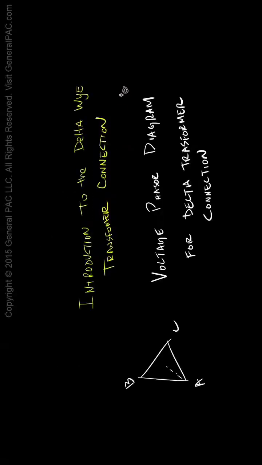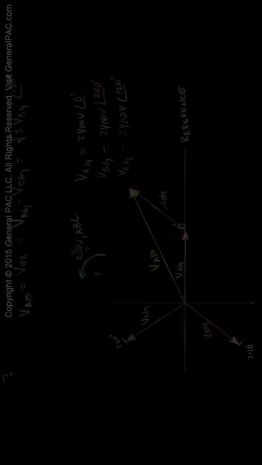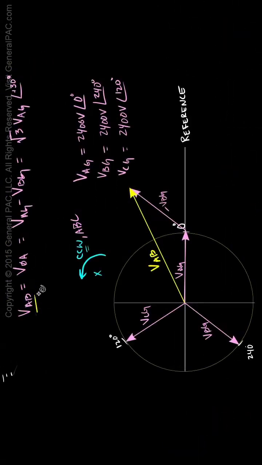Introduction to Delta-Wye Transformer Connection, Part C6. In this part, we're going to continue our discussion on the voltage phasor diagram for delta transformer connection and explain what this means. Okay, so in Part 6b, we concluded that VAB, which is this voltage phasor here, is equal to VAG, which is this voltage phasor here, rotated by 30 degrees and then multiplied by the square root of 3.